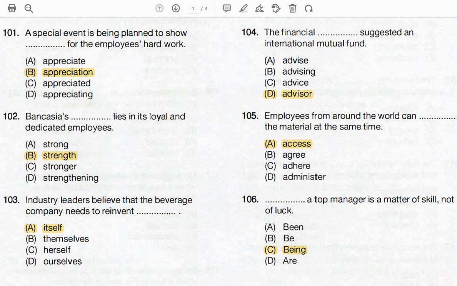The next. Being a top manager is a matter of skill, not luck. So here it is. A. Actually, here being is a participle. Be is a verb. Then C. This noun is required to provide the subject for this sentence. And D again is a verb.